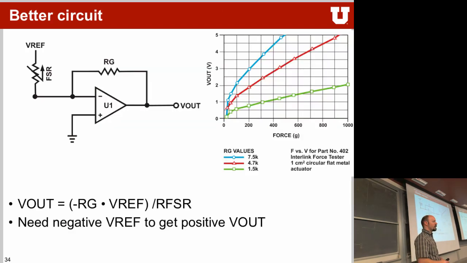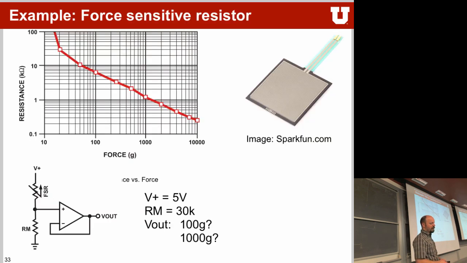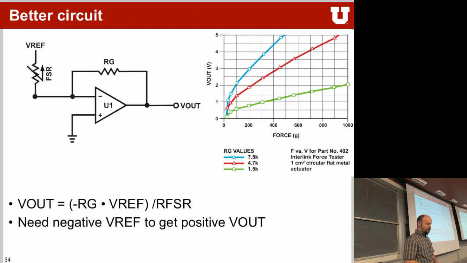This one here is a slightly better circuit. If you compare it with the one where it's just a resistive divider, you can see the curve looks something like this. If you use it with a gain instead, the data sheet gives you a couple of different curves for different values of the resistor RG in here. And then you can select the amount of force that you're interested in.